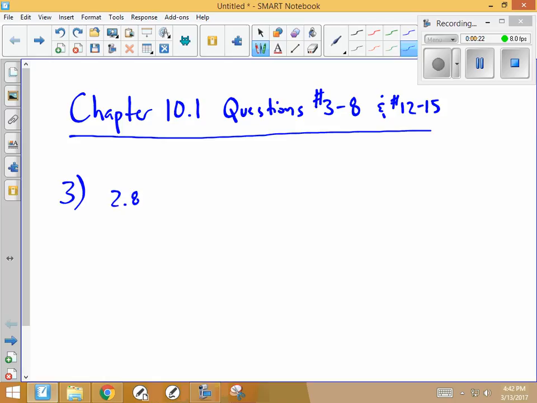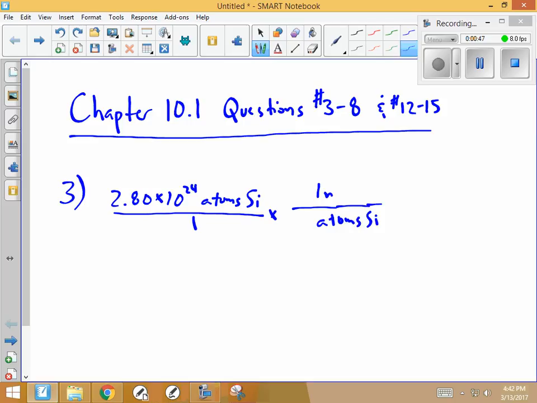2.80 times 10 to the 24th atoms of silicon. That's what they gave us. Let's put it over 1 so I remember these are fractions. Now, we need a conversion factor that will cancel atoms of silicon on top. So we need atoms of silicon on bottom, and then it'll give us moles on top.